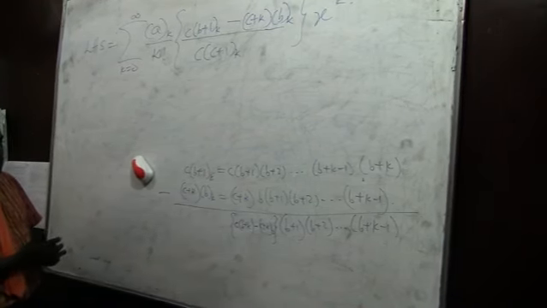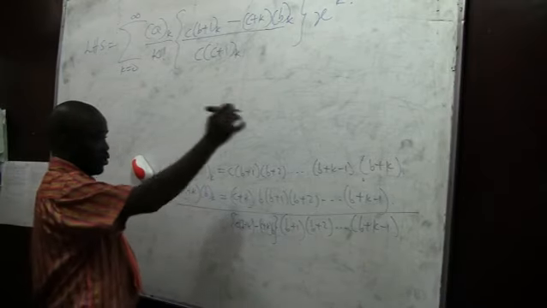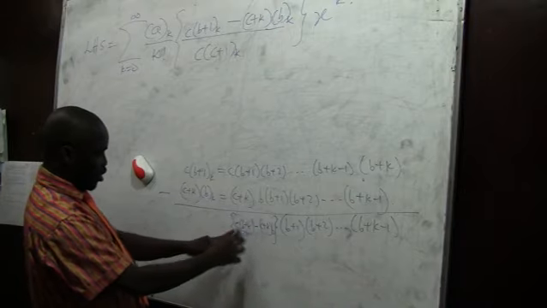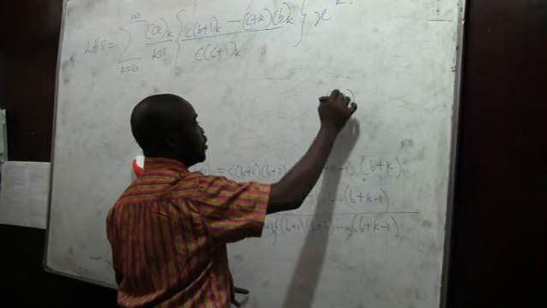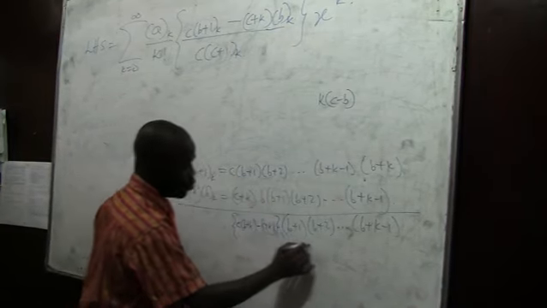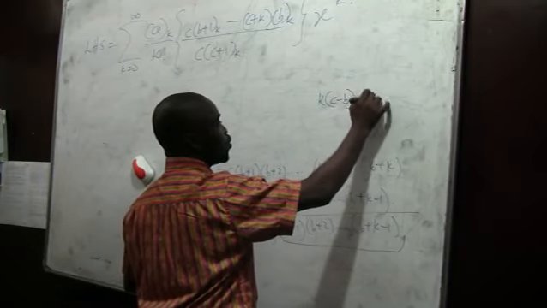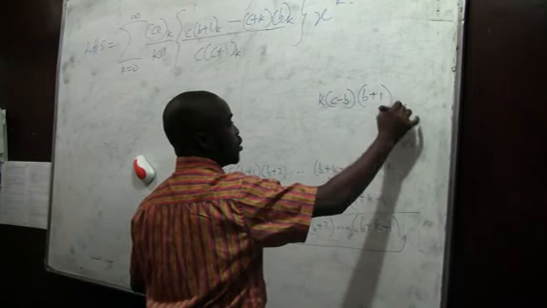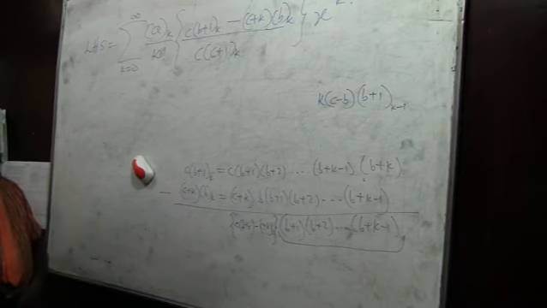Of course, cb cancels each other. Then what we are left with here is that k is now a common factor. We are going to have (c minus b) into k. Then from b plus 1 to b plus k minus 1 gives (b+1) sub k minus 1. And that is the result at the numerator.